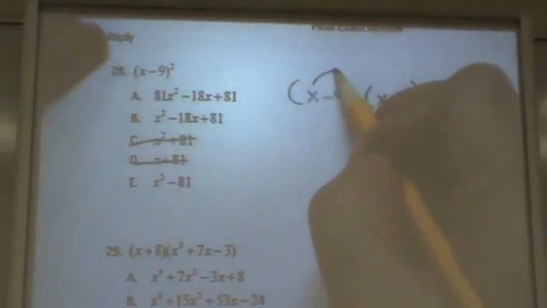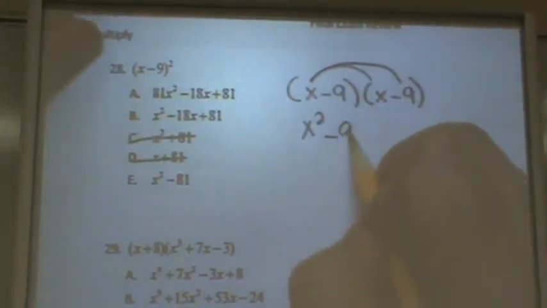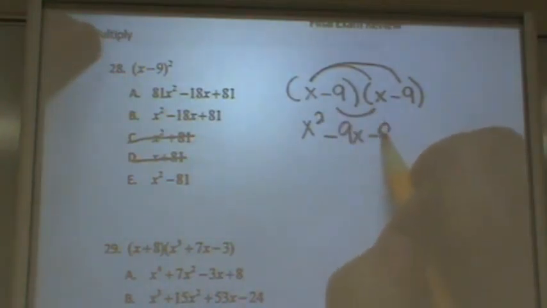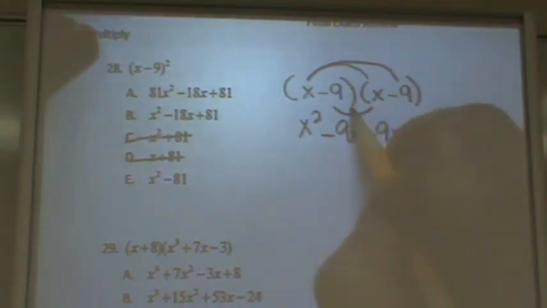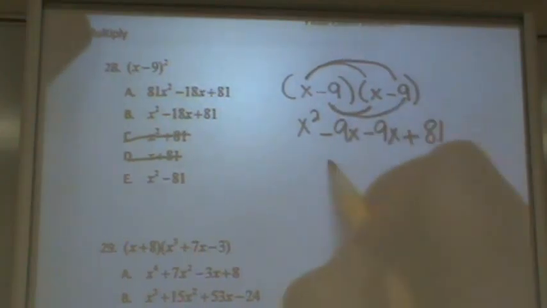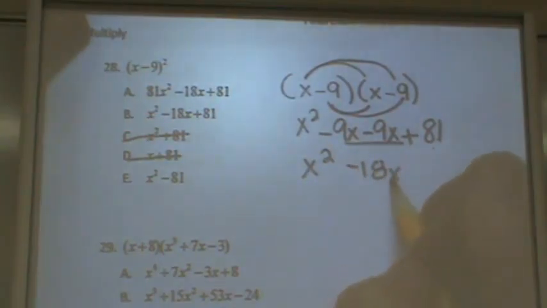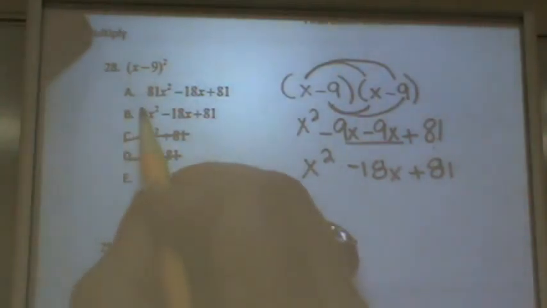So what you have to do is FOIL this, x squared. We have negative 9x with another negative 9x, and then a positive 81, because negative 9 times negative 9 is positive 81. So when you add these two middle terms, you get negative 18x. So the correct answer is B.